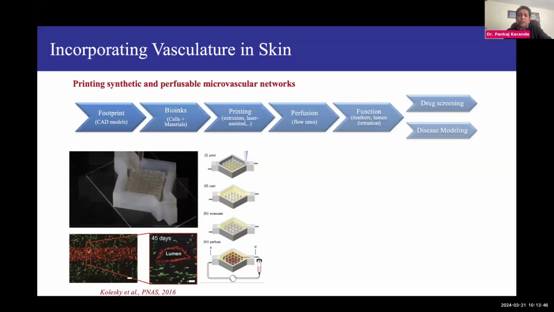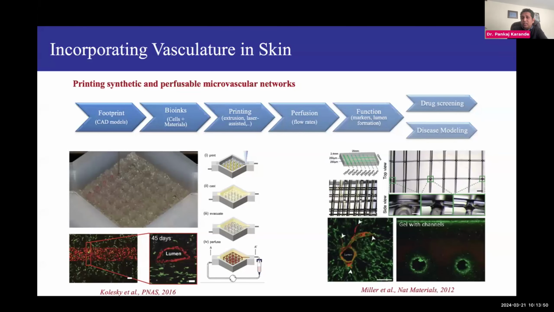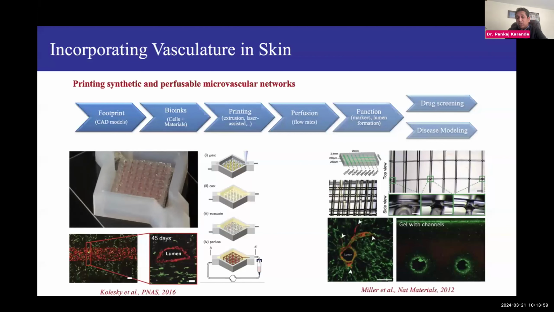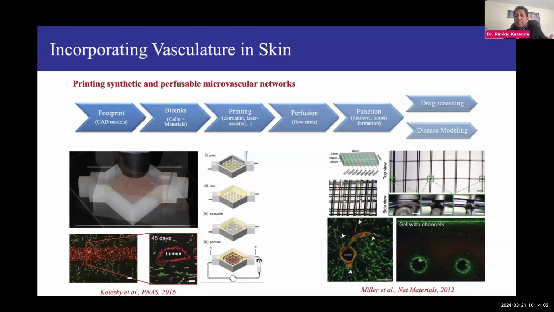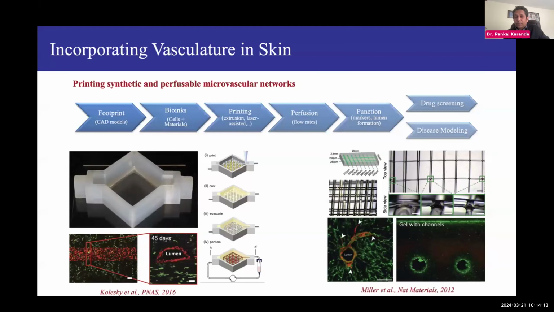But if you take a close look, these are generally based on patterning channels, patterning lumen, and then seeding them with the right cells. Now, this would be great for building efficacy models that require perfusion, because you can connect these channels, you can perfuse fluid through it. But I don't think this is anywhere representative of what a microvasculature looks like in skin, or for that matter, in any other organ or tissue.